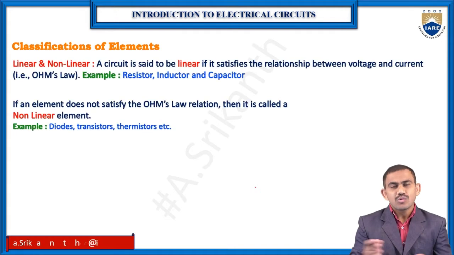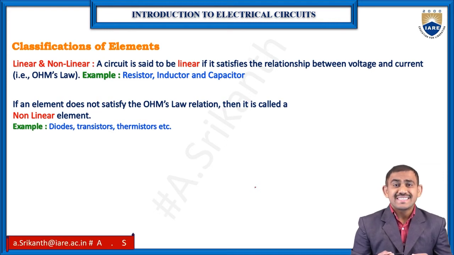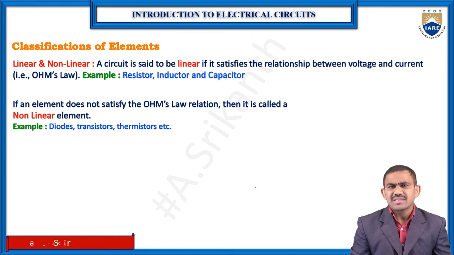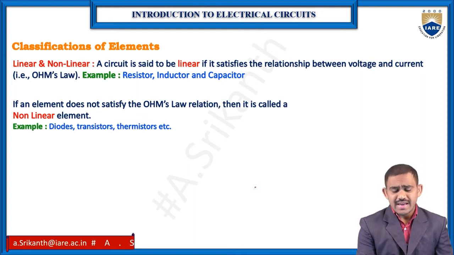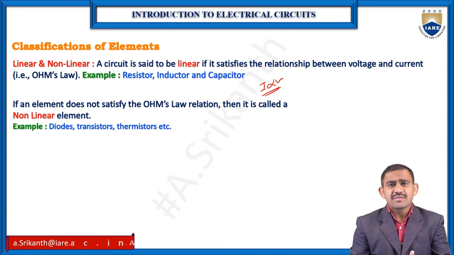Now, moving to one more type, that is linear and non-linear. It's simple. Linear means elements which satisfy Ohm's law, the relationship between current and voltage. Those elements which satisfy Ohm's law are linear elements. Not satisfied means those elements are non-linear elements. We know Ohm's law: I is directly proportional to V. Elements which satisfy this condition are the linear elements. Not satisfied means non-linear elements.